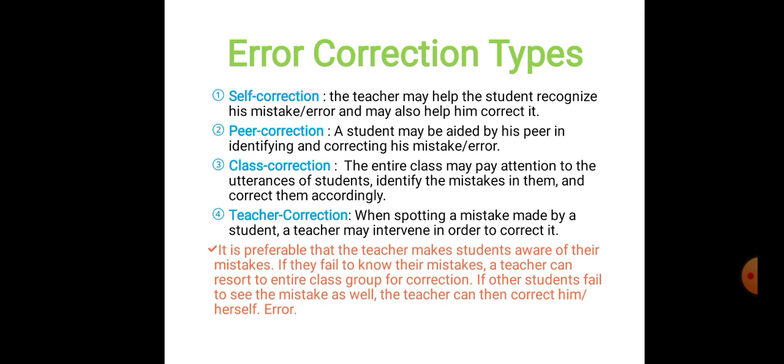The second type is peer correction. A student may be aided by his peer in identifying and correcting his mistake or error, student with student. We have the third type, class correction. The entire class may pay attention to the utterances of students, identify the mistakes in them, and correct them accordingly. The fourth and last type is teacher correction. When spotting a mistake made by a student, a teacher may intervene in order to correct it.